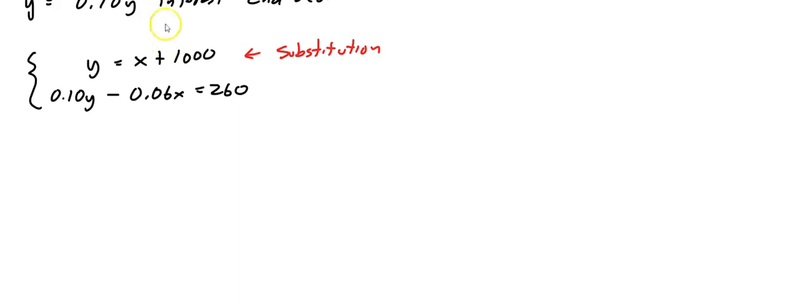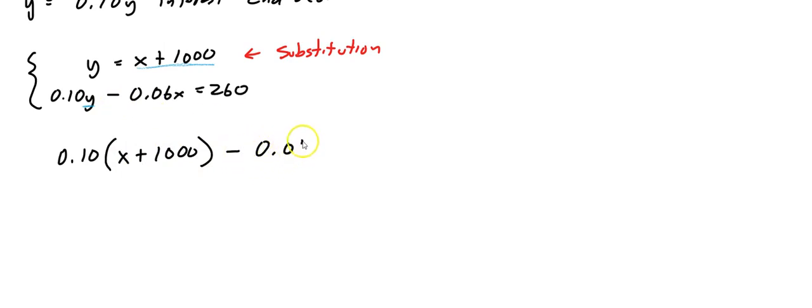Let's take this equation here and put it right here. So we're going to have to rewrite. We're going to have 0.10. Well, we're not going to have y anymore. We're going to have this x plus 1,000. Be very intentional. Minus 0.06x equals 260. Here's how I want to get rid of the decimals.